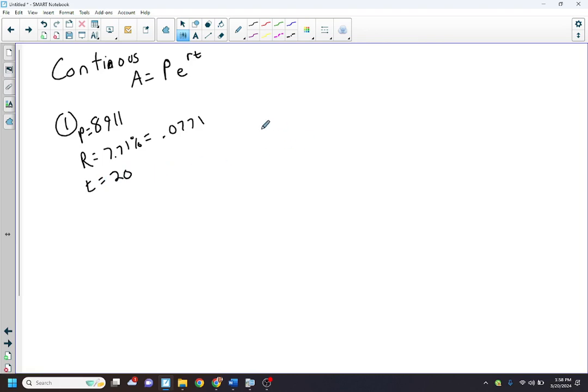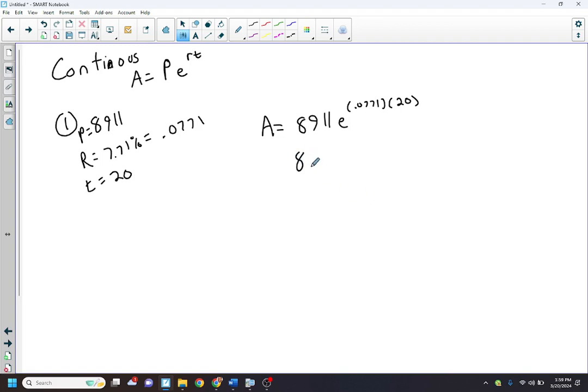So in this situation, A equals 8,911. e is a special button in your calculator, to the power of 0.0771 times 20. You have to do it in your calculator. You cannot do it by hand. Which number is this? Number one on the last page. So e to the power of 0.0771 times 20.